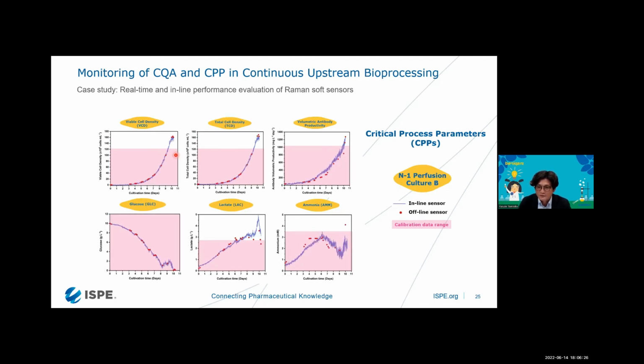Next, this slide shows the result of the real-time monitoring for another new cell culture batch, N-1 perfusion culture B. We achieved a very similar result to the previous study. So, Raman spectroscopy can predict very successfully for process parameters such as the VCD, TCD, and other parameters.